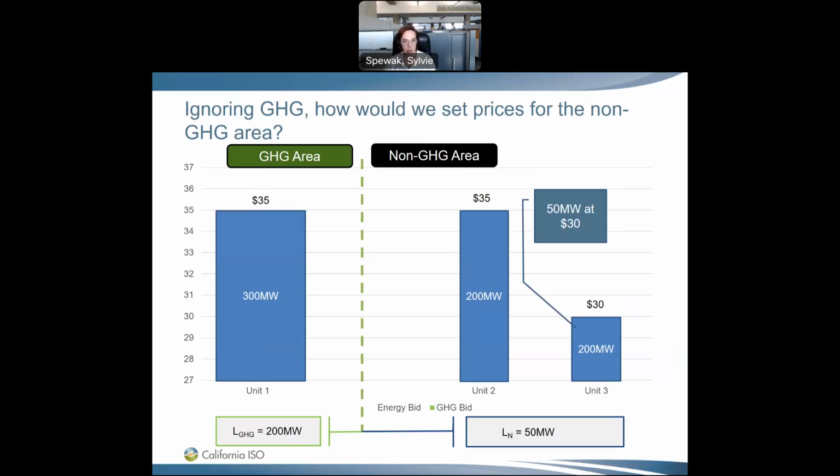Now, how do we set prices? If we increase load in the non-GHG area by 1 megawatt, we would take the next megawatt of capacity from Unit 3. So the marginal cost of serving load in the non-GHG area is $30 per megawatt hour. And this is efficient. It's efficient because we only need 50 megawatts of capacity from Unit 3, and this is sending the correct price signal that this is what minimizes the cost of serving load in the non-GHG area.